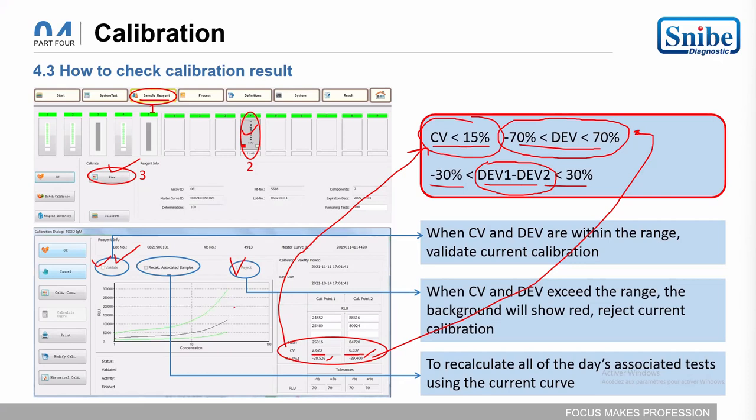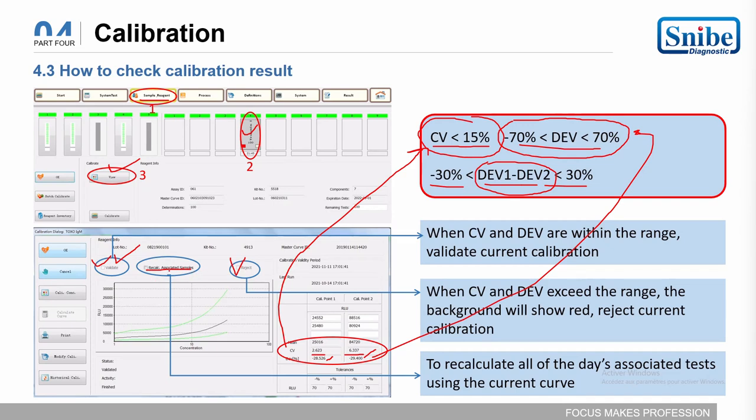And if you want to use the new calibration to calculate the results you ran in the same day using the previous calibration, you also got some results using the old calibration. And now you need to recalculate the results obtained by the old calibration by using the new calibration curve. You can use this one, recalculate associated samples.